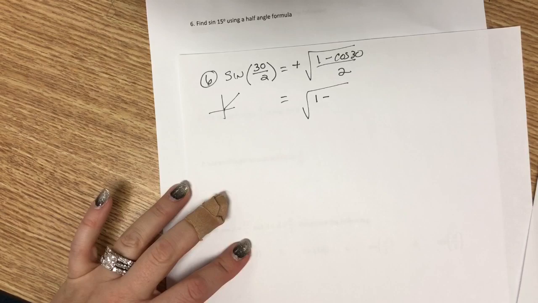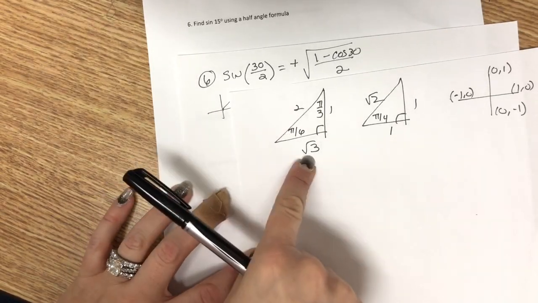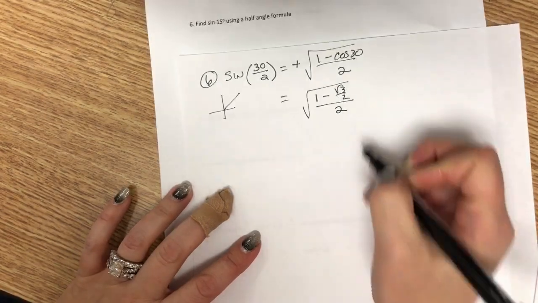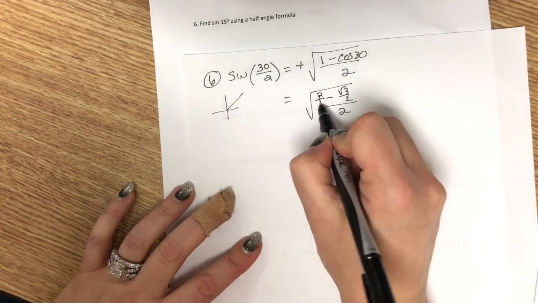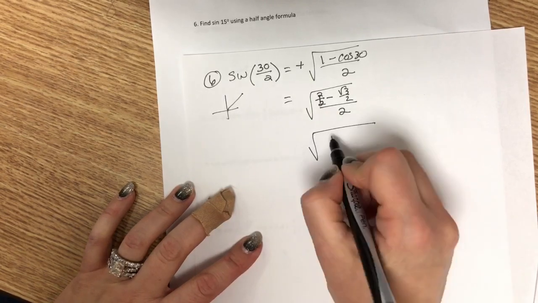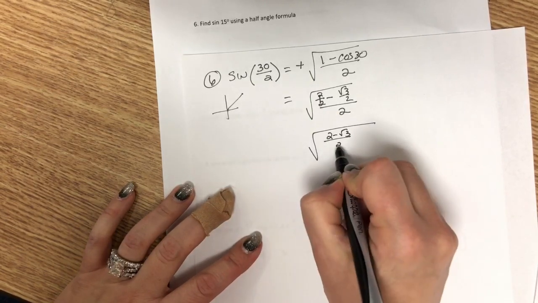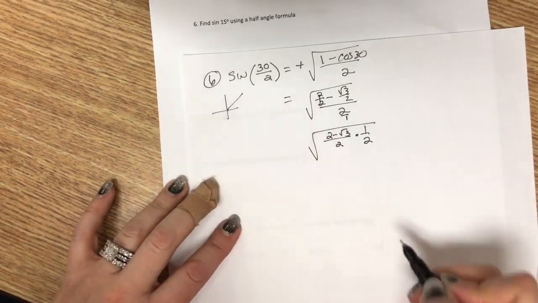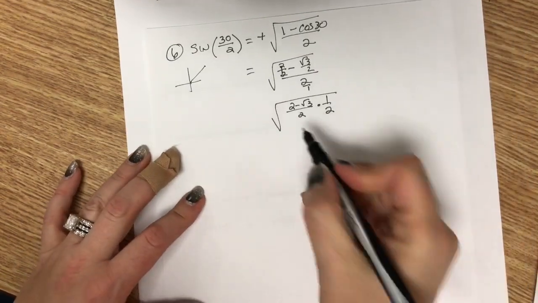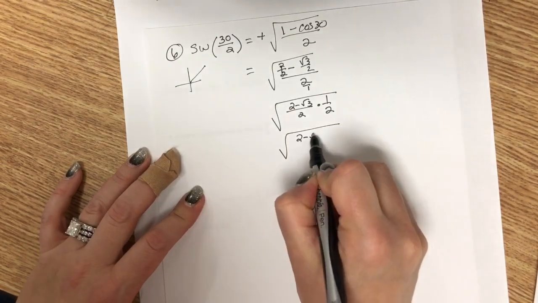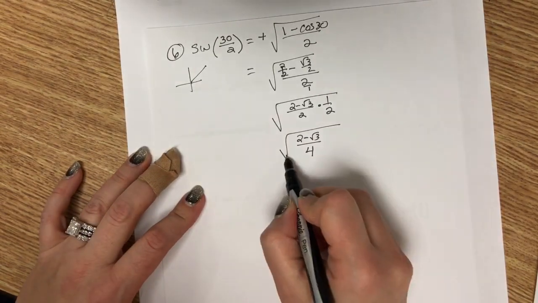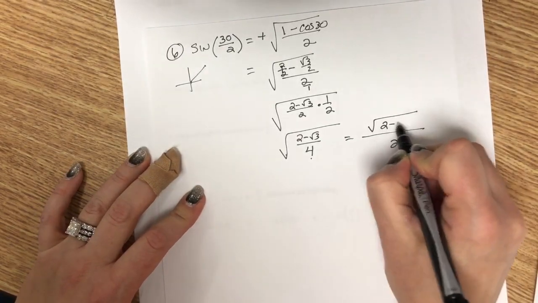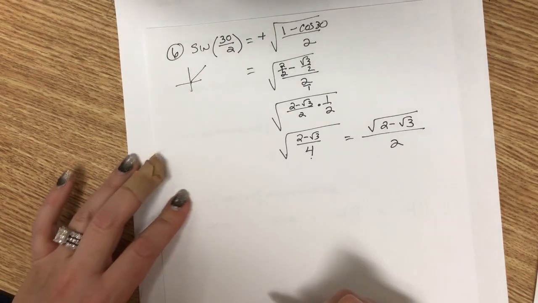So now cosine of 30, cosine is root 3 over 2. I need a common denominator in the numerator, so that's 2 minus root 3 all over 2 times a half. This is like 2 over 1 multiplied by the reciprocal. So that gives us 2 minus root 3 over 4, and then the square root of 4 is 2 for the denominator, and 2 minus root 3 is the numerator.